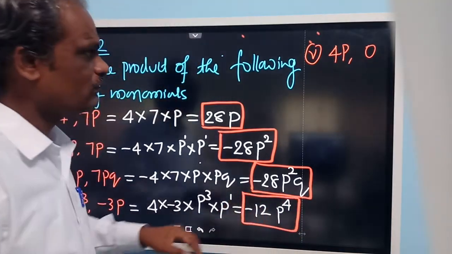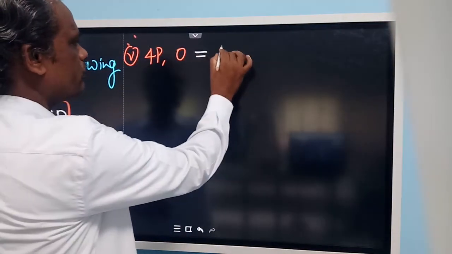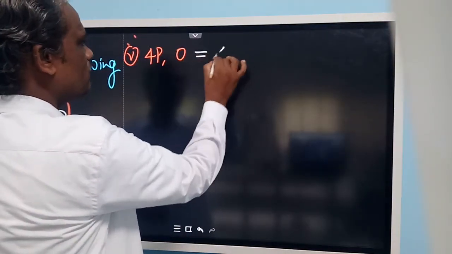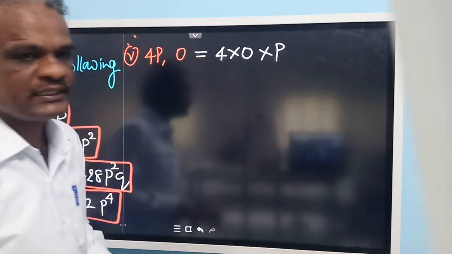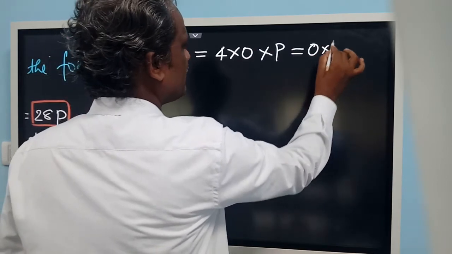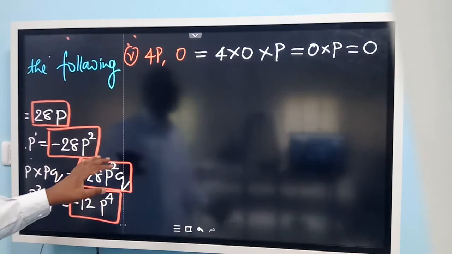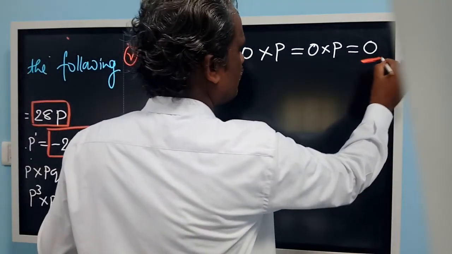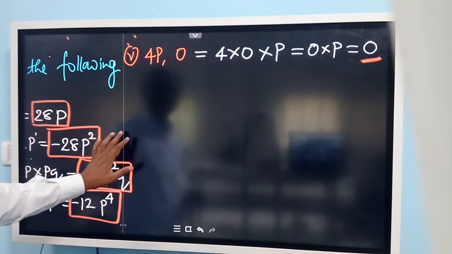Okay. Now last one, question number 5. Look at this. 4p into 0. Multiply this 4 and 0 first. Then p. 4 and 0 and p. 0 into p. So your answer is 0. So this is the answer. Okay. So like this you have to multiply the monomial by monomial.